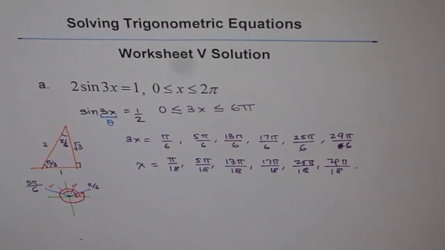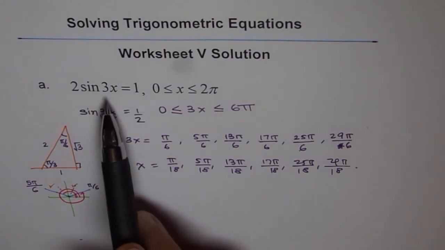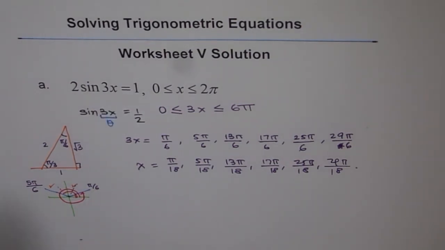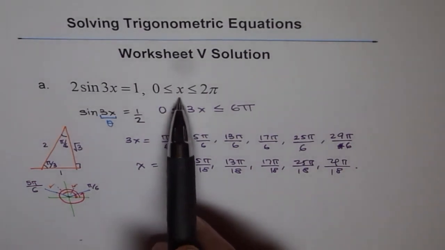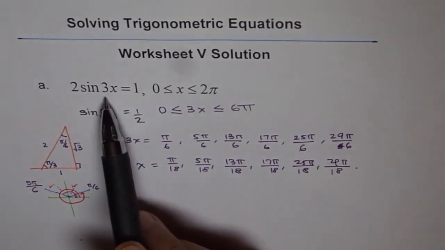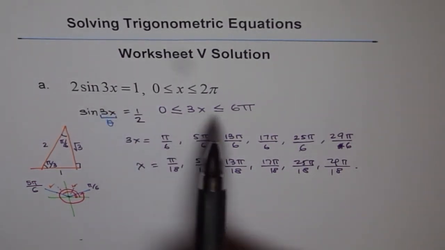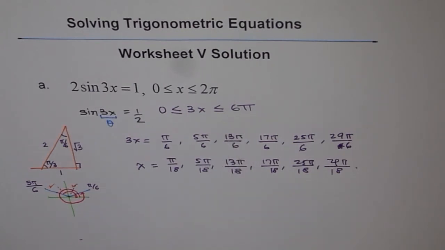So I hope you learn from here that at times when you're doing compound angles, the domain is changed, because the domain was given for x, not 3x. When you make it 3x, change the domain and find all possible solutions. Okay, I hope you learn from here.